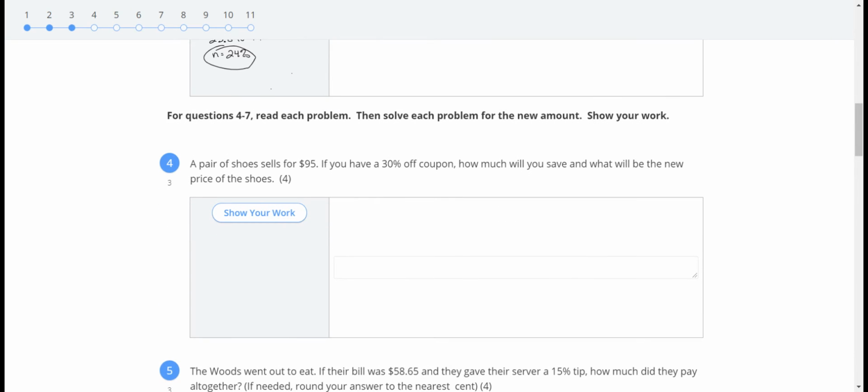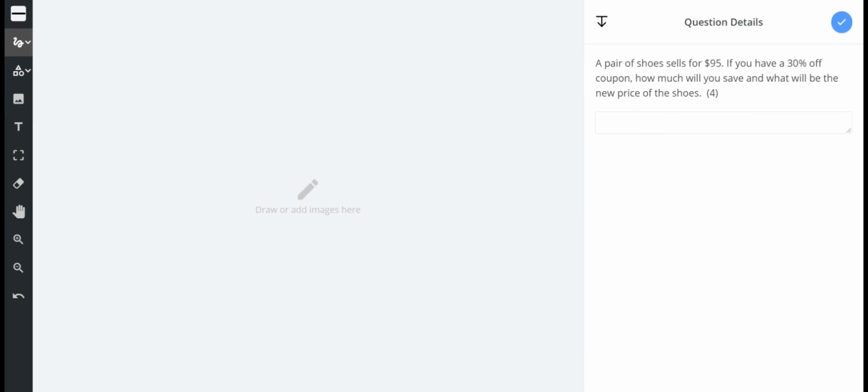For questions 4 through 7, read each problem, then solve each problem for the new amount. Show your work. So for number 4, a pair of shoes sells for $95. If you have a 30% off coupon, how much will you save? And what will be the new price of the shoes? Okay, so we know that it costs $95 for the whole price. 30% off is the coupon. So we've got to solve for the part.